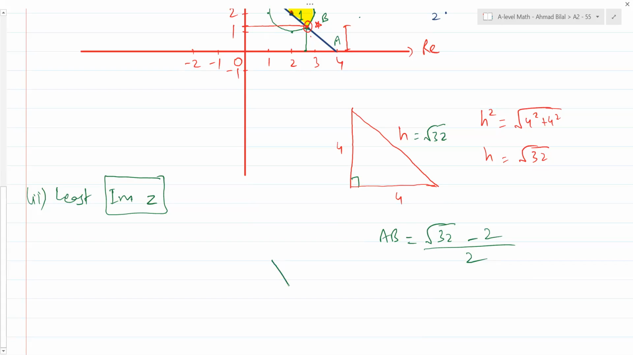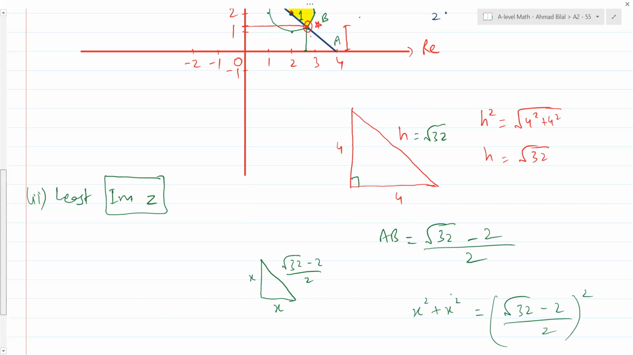Or we also know that this is the triangle that we have. इसकी horizontal length भी same है, vertical length भी same है. Let's call this x, both of them. The angle is 45 और ये हमारे पास square root of 32 minus 2 over 2, right? So you can use Pythagoras as well. So x square plus x square equals square root of 32 minus 2 over 2 का whole square. ठीक है, अब इसको simplify कर सकते हो.